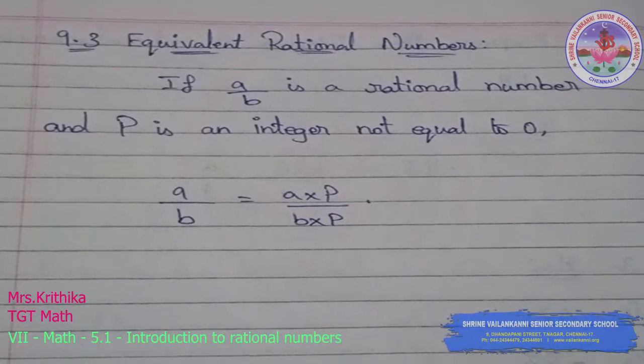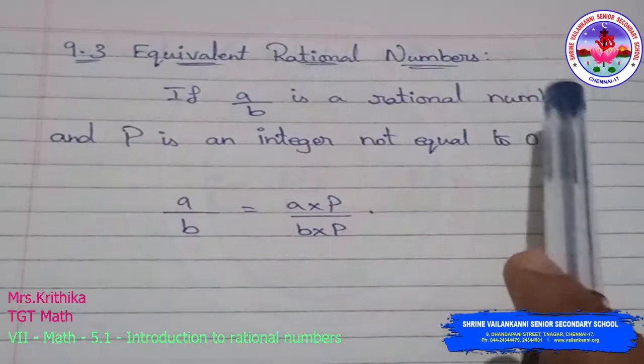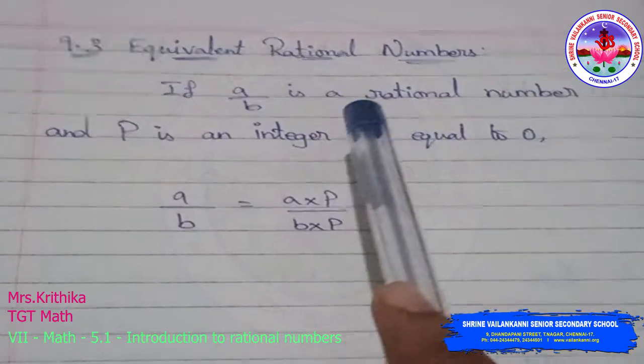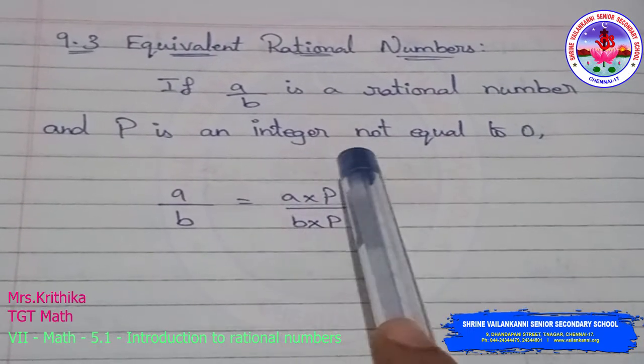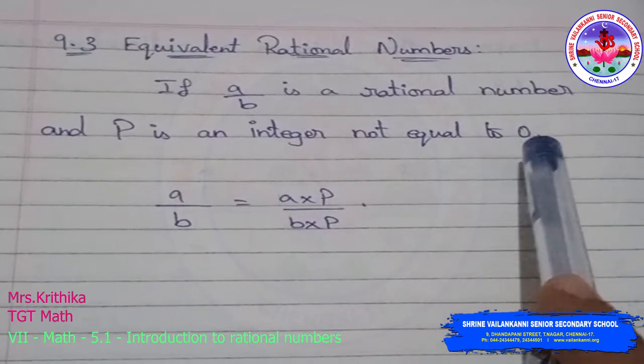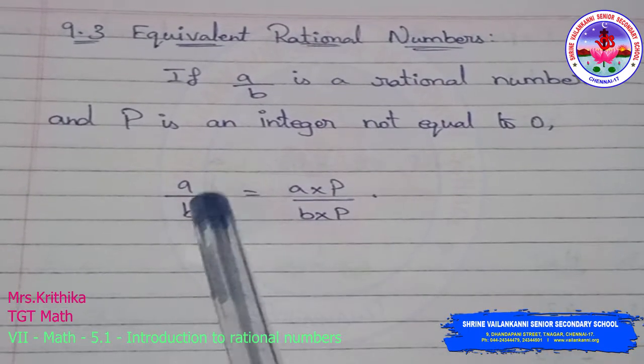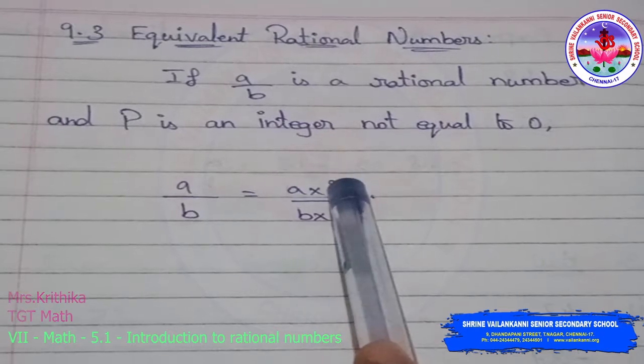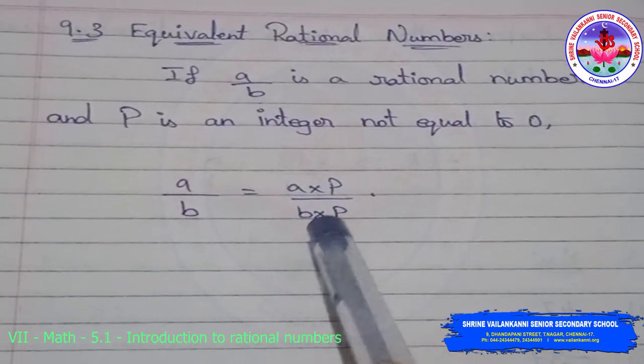The next topic is 9.3, equivalent rational numbers. If a by b is a rational number and p is an integer not equal to 0, then a by b is equal to a into p by b into p.